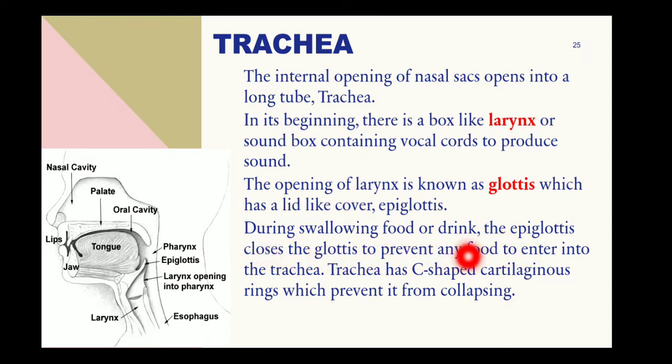And if you have seen the trachea in goats, you must have noticed that it is made up of a cartilaginous wall, right? Similarly, our trachea is also made with C-shaped cartilaginous rings.